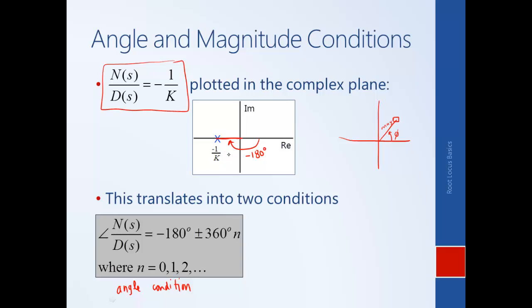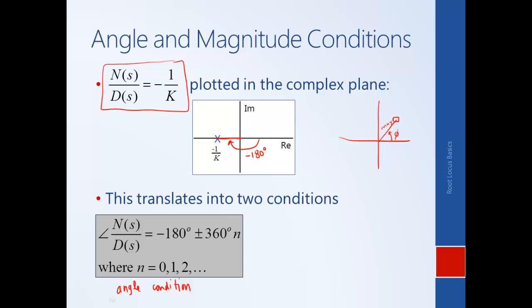In order for this to be satisfied, our phase needs to be minus 180 degrees. It needs to equal the phase of minus 1 over k. This angle is also the same thing as plus 180 degrees. It's also the same as 540 degrees. So in essence, adding or subtracting multiples of 360 degrees brings us back to the same angle. So the phase for a given value of s needs to equal minus 180 degrees or minus 180 degrees plus some multiple of 360 degrees.